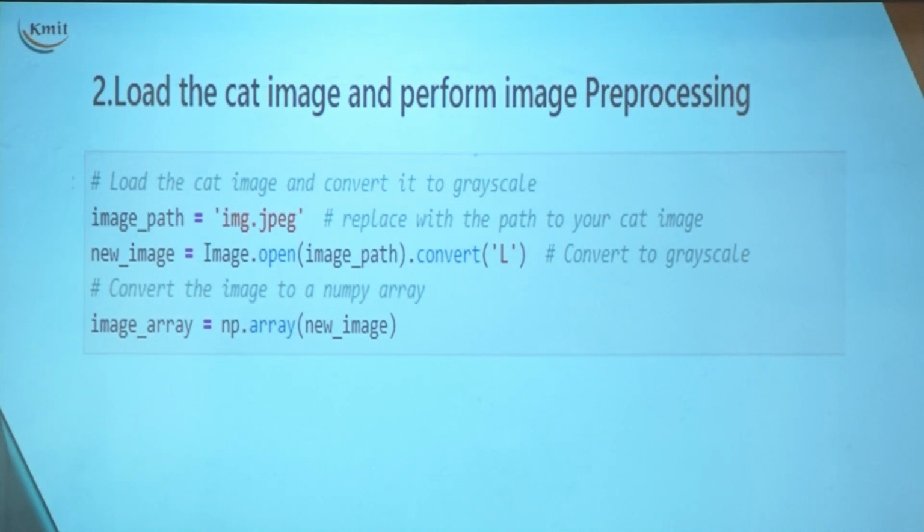Did you all finish this? JPEG. Got it? Did you all finish this? Finished? Image_path is equal to the path name, and the rest of it is the same. To process a color image, you can simply remove that .convert. You can process the color image but it takes more time.